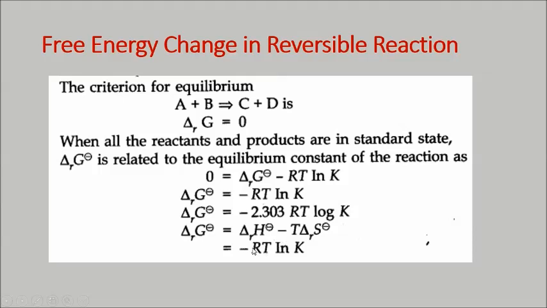So we have here two delta G0 values. One is minus RT ln K, or with the ln converted to log, this equation, as well as delta H0 minus T delta S0, which is also equal to minus RT ln K. So this is the relationship between delta G0 and the equilibrium constant.